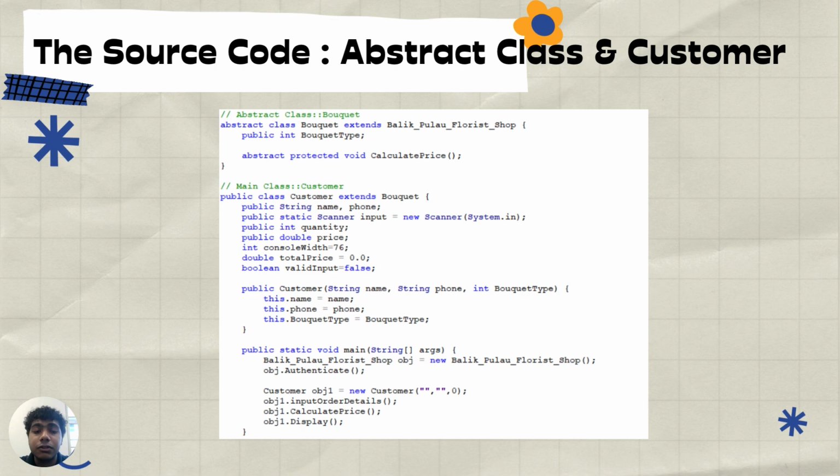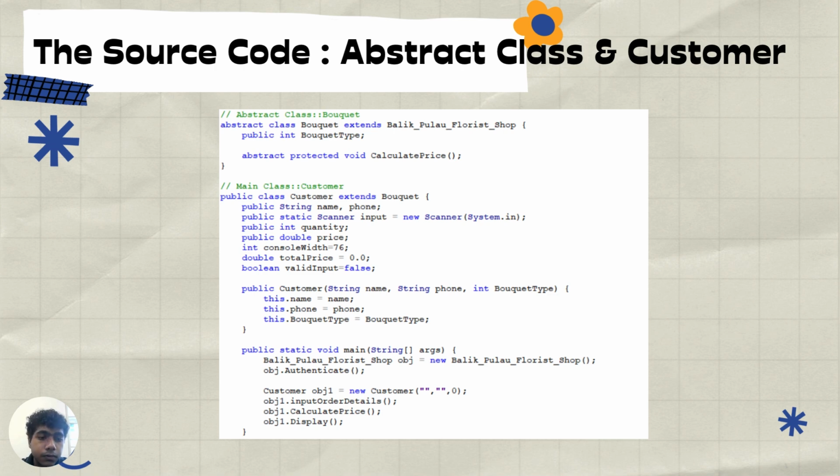Next we have our boolean valid input equals false. We initialize this as false so that it can be used for the exception handling in the input order method. Then onto the public Customer method, which has the parameters string name, string phone, and integer bouquet type. This is to use the data from input order, which is another method, and assign it to the variables name, phone, and bouquet type.